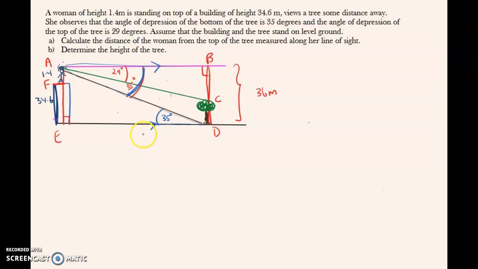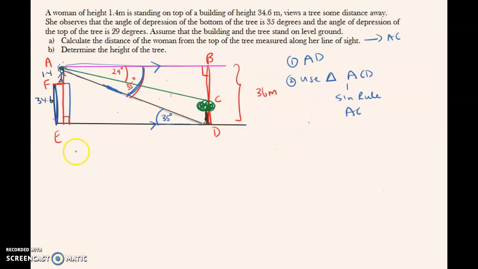So what I could do here is firstly find AD, that's this line here, and then I'll use the triangle ACD and I will use the sine rule. What do I need to find? The distance of the woman from the top of the tree, AC, her line of sight. That's this line here, because this is what I need to find. That's what they're really asking us for. So these are the steps that I'm going to use.